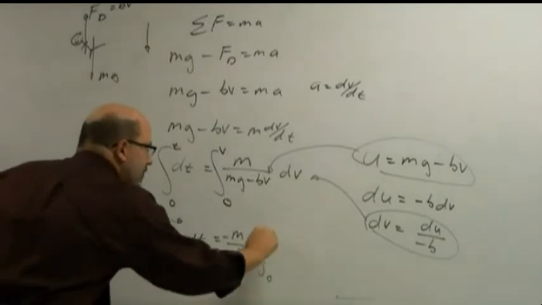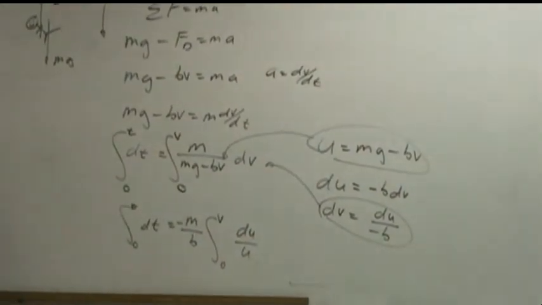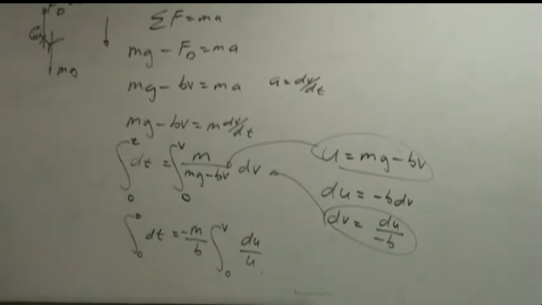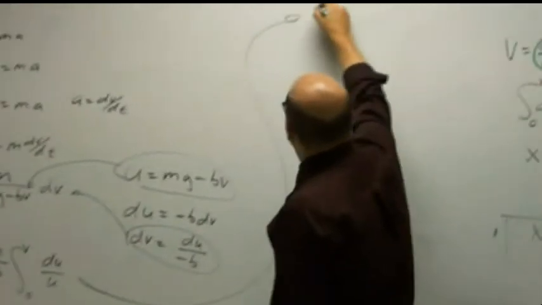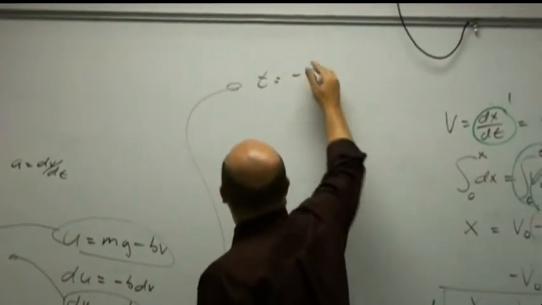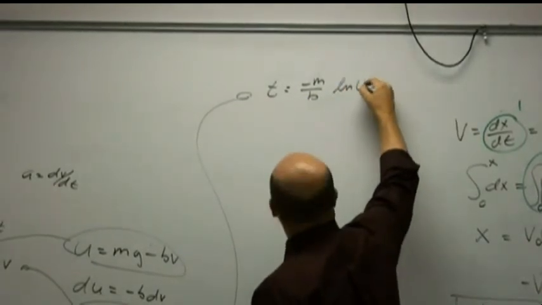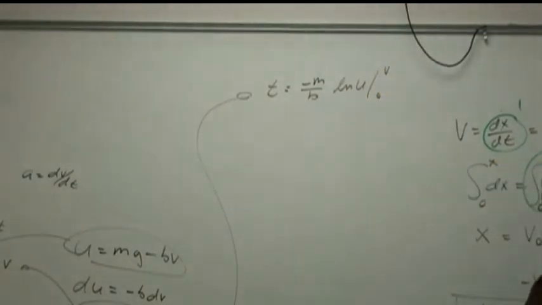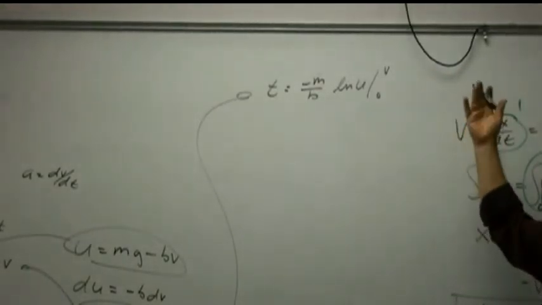I have du over u. Now look, I can solve that. You want to change your limits? I'm going to leave my limits and then resubstitute back in for u. That's just the way I learned it. If you want to change your limits, you can. Okay, so what does that become? t on the left equals negative m over b, natural log of u from 0 to v. Now I'm going to substitute back in what u is, because my limits on my u don't match up.